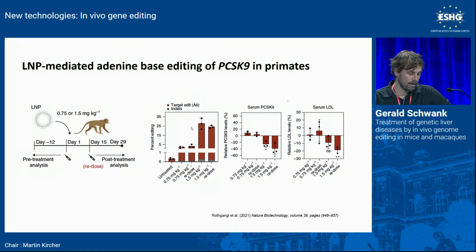So this led to editing rates, depending on the dose, of up to about 30%. Actually, these editing rates were very consistent with our mouse experiments, because in mice, when we used a dose of 1.5 mg per kg, we also got about 30% editing. This again led to a significant reduction in serum PCSK9 and also in serum LDL levels, showing that in principle the LNP-mediated mRNA delivery of base editors allows us to edit the genome also in primates.